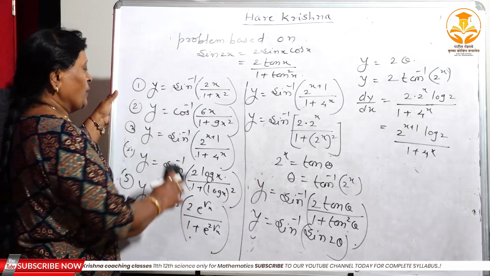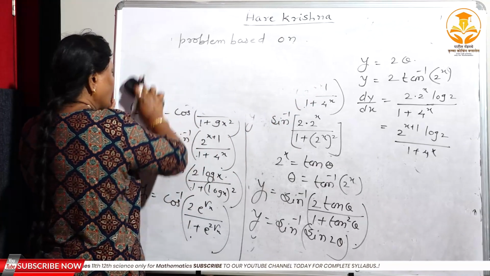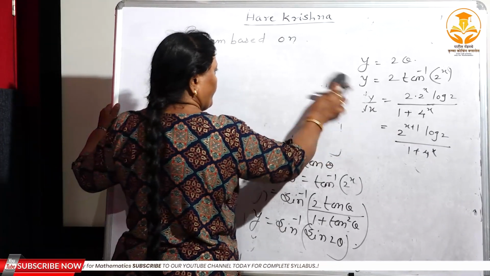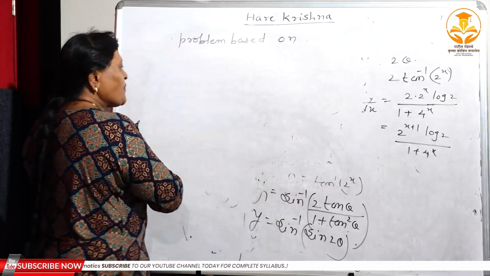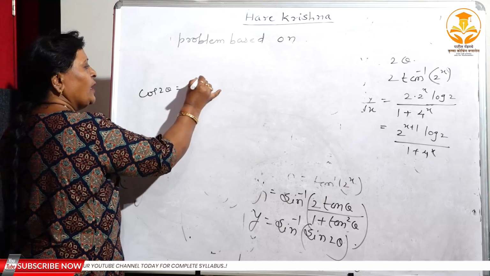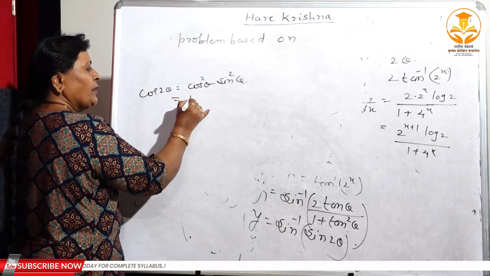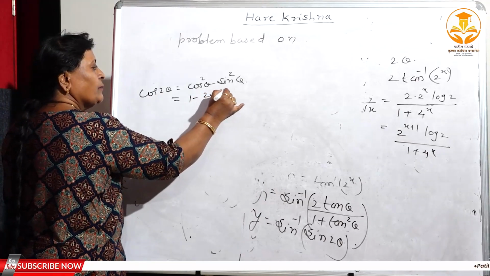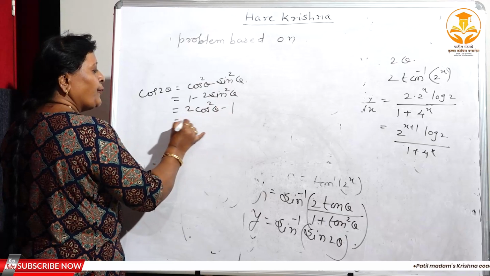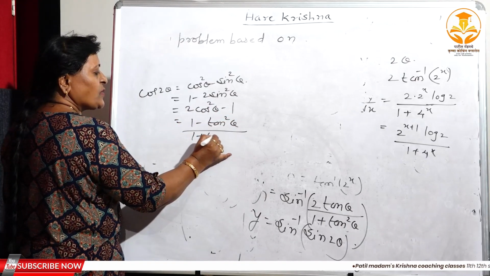Right? So again the problem based on another formula, that is cos 2 theta. The first formula of cos 2 theta is equal to cos square theta minus sin square theta. Right? The second one, 1 minus 2 sin square theta. Third one, 2 cos square theta minus 1. And the fourth one, 1 minus tan square theta divided by 1 plus tan square theta.